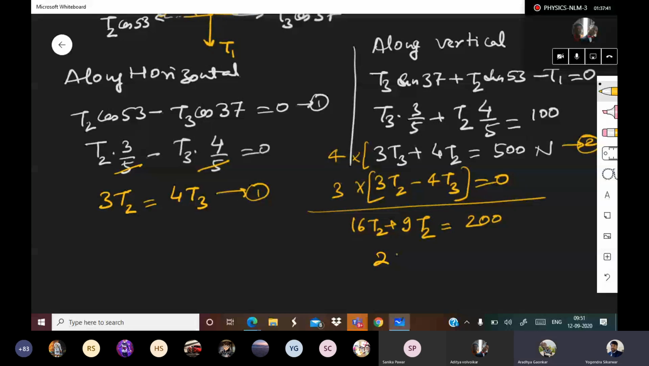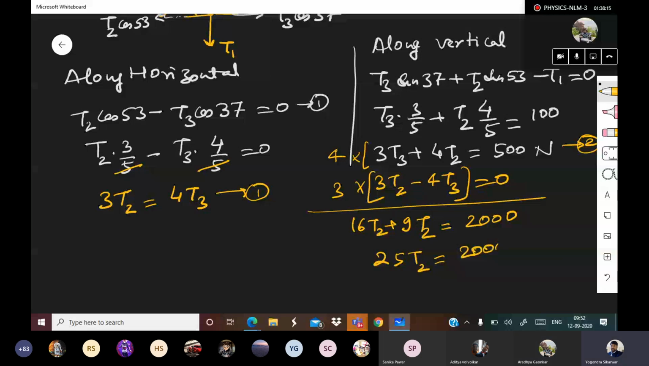So what did you do with that 4 and 3? What did you do over there? I just simply solved the equation. You have two equations: 3T3 plus 4T2 is equal to 500, and the second equation was 3T2 minus 4T3 is equal to 0. So you just solved it. Yes. Okay, sir.